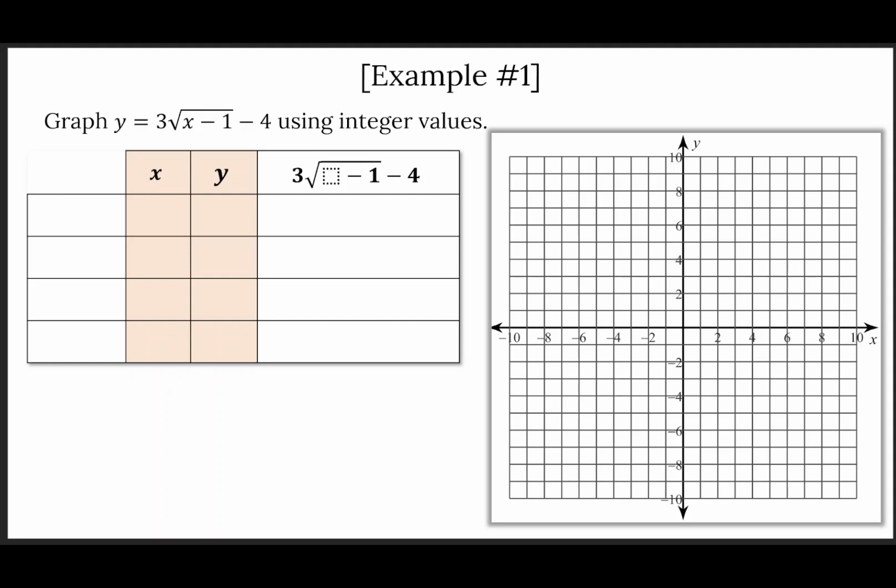Graph y equals 3 times the square root of x minus 1 minus 4 using integer values. What that means is we want our table to have whole numbers and not decimal numbers in it, because there are not very many numbers that you can take the square root of, so we're trying to find the numbers that are friendly. To do this, we need to find what our h number is.